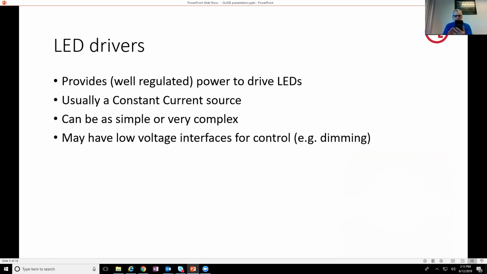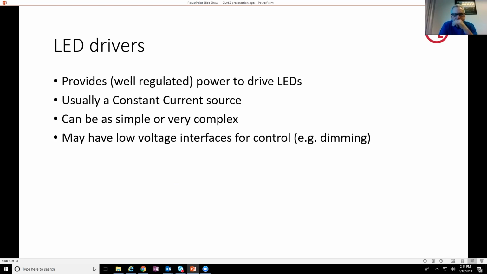So in short, LED drivers provide a well-regulated power to drive the LEDs. Almost always, they should have a constant current source that will lead to good regulation, good operation of the circuit. There are low-end products in the market where manufacturers use constant voltage designs, or they are doing other things that make using a constant voltage design acceptable. But in most cases, they will be a constant current device. Because of the multitude of design possibilities, you can have some very simple designs, and I will show some, and you can have really complicated designs.